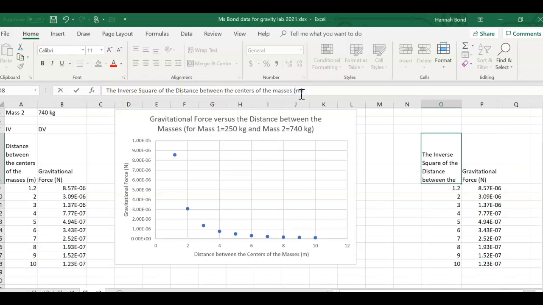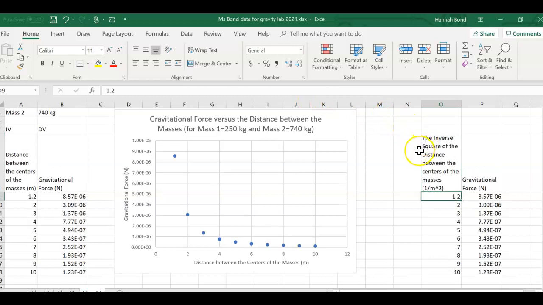The units are going to be 1 divided by meters squared, right? Because I'm taking the inverse and I'm squaring it. I'm going to just delete these numbers because I do not want to use that distance anymore. Instead, I want to use the inverse square of the distance. And so I'm going to create a formula to calculate the inverse squared.